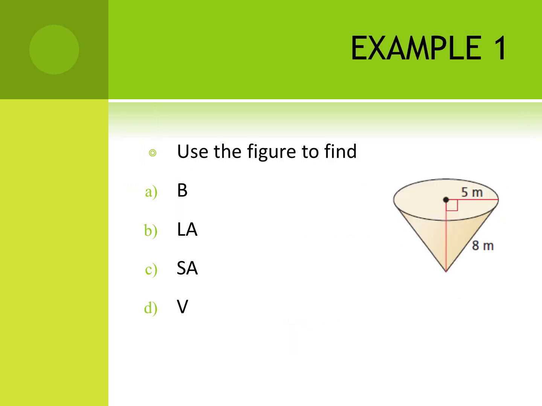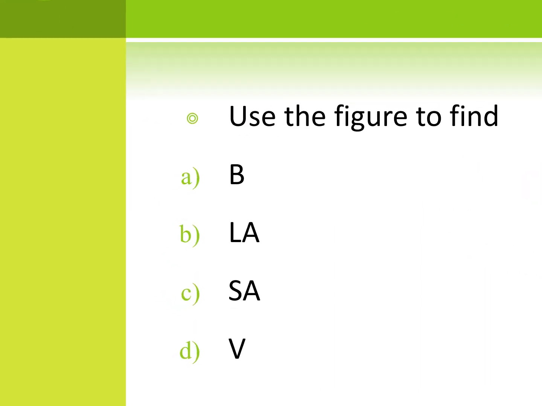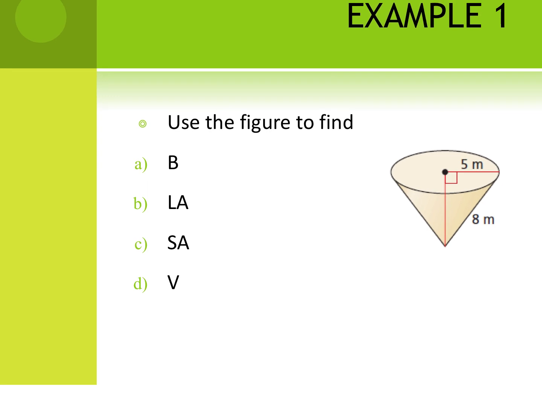All right, so let's do an example. We're going to use this figure to find capital B, capital LA, capital SA, and capital V. And we're going to identify what each of these represents. What does big B stand for? Area of the base. Let's write that down. This is the area of the base.